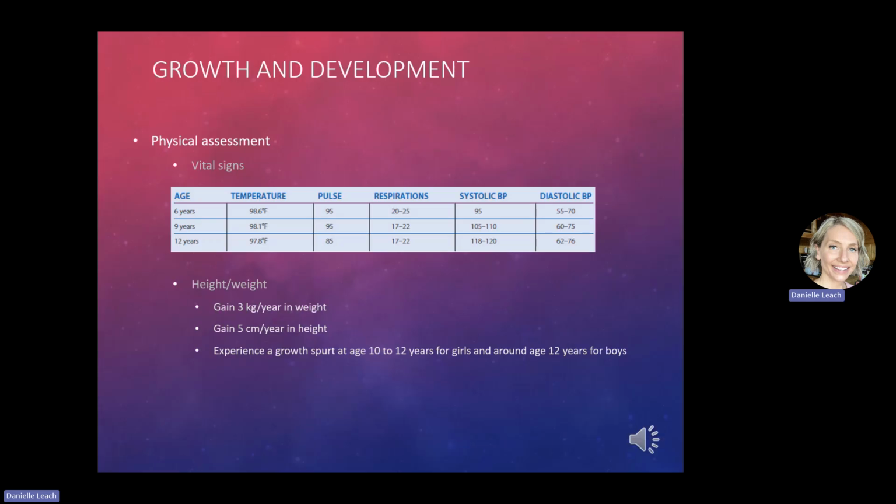So the vital signs for school-age children are listed here in this graph for you. Also, height and weight-wise, so growth-wise, they gain about 3 kilograms a year in weight and gain about 5 centimeters a year in height, depending on their actual age and if they are in puberty or not. So they are going to have growth spurts at ages 10 to 12 for girls and around age 12 for boys, which we'll talk more about in a moment.